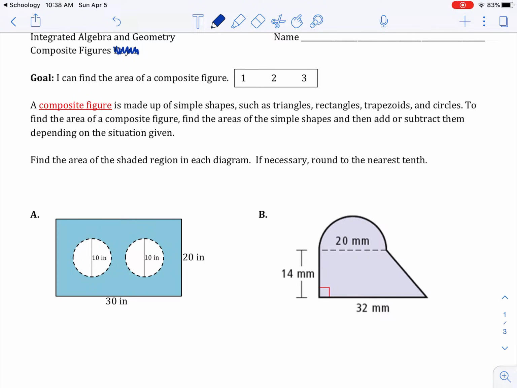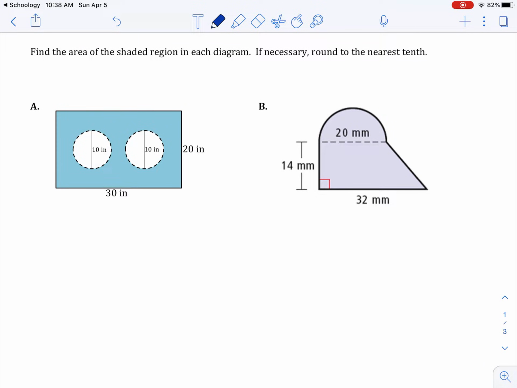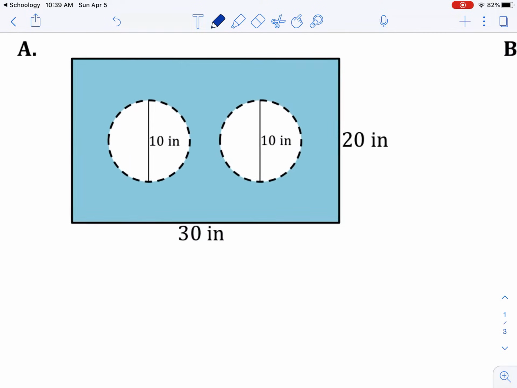Okay, so what is a composite figure? A composite figure is made up of simple shapes that we've already known, such as triangles, rectangles, trapezoids, and circles. To find the area of a composite figure, find the area of the simple shapes, and then either add or subtract them depending on the situation given. So let's look at our first problem right here. It says, find the area of this shaded region in the diagram. If necessary, round to the nearest tenth. Okay, so if you get a nice answer, no need to round. If there's pi in your answer, or if you get a decimal that goes on forever, we are going to round that to the nearest tenth.